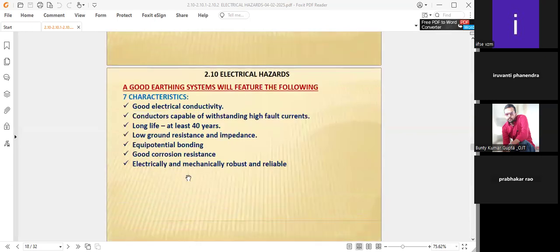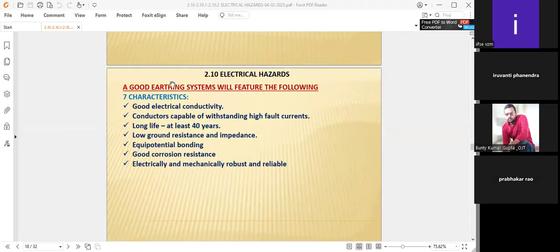If you see, a good earthing system will feature the following seven characteristics: good electrical conductivity, conductors capable of withstanding high fault currents, long life of at least 40 years, low ground resistance, impedance and equipment equipotential bonding, good corrosion resistance, electrically and mechanically robust, reliable.